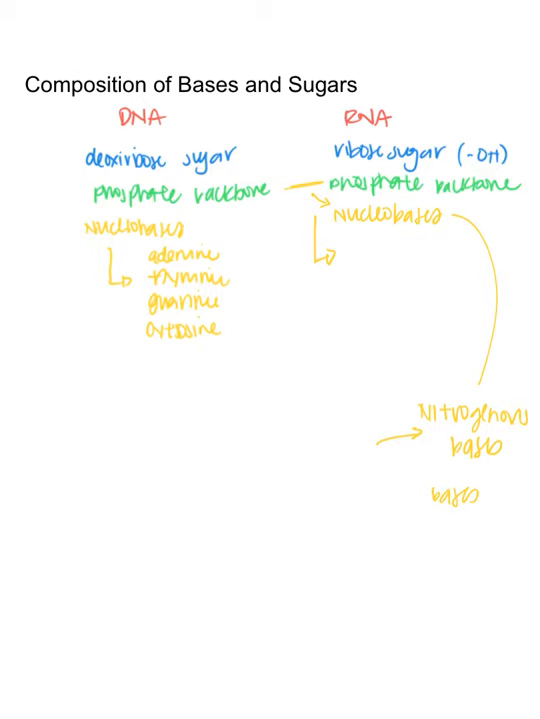Our nucleobase for RNA is also adenine. I'm going to skip guanine, cytosine. And the difference here, it does not have thymine, it has uracil. That is a different base that only RNA has.